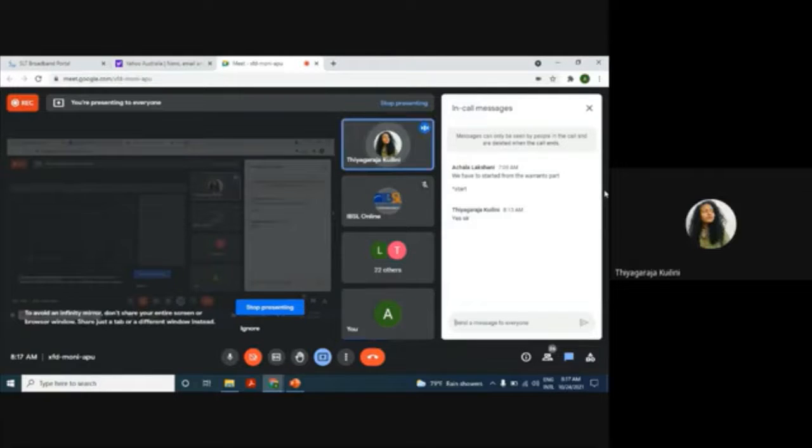All share index, the market. Sorry, all share index, yes, ASPI. Another one is the S&P SL20 index, and the Dirisavi index. Yeah, we have the S&P SL20 index.